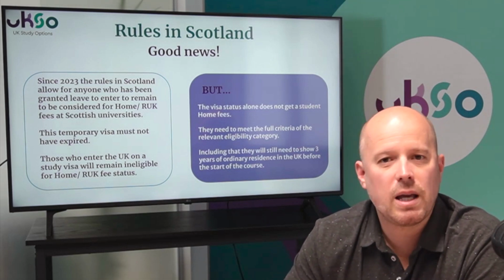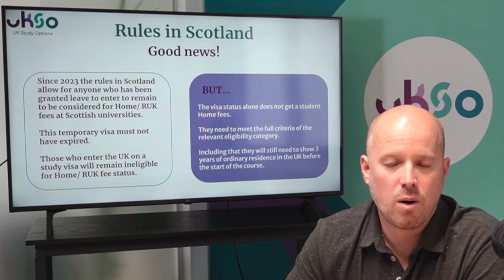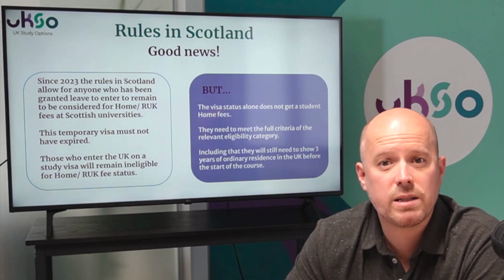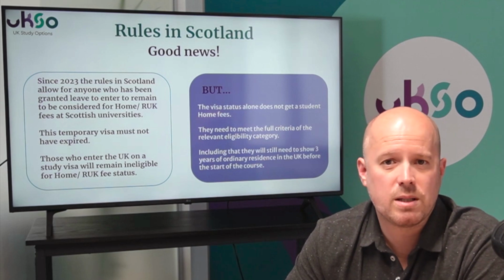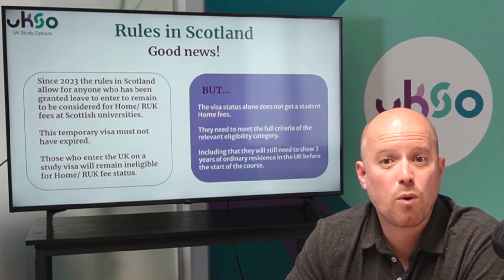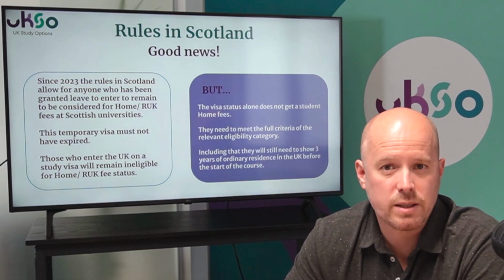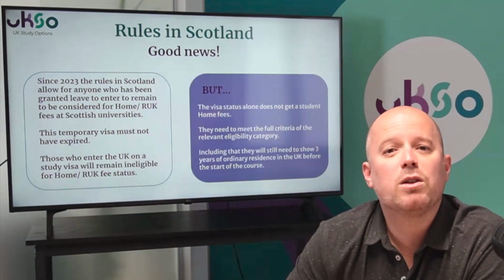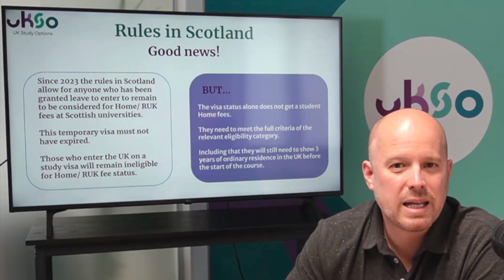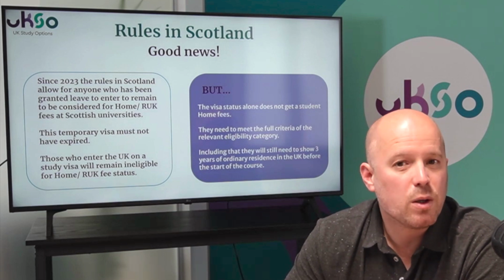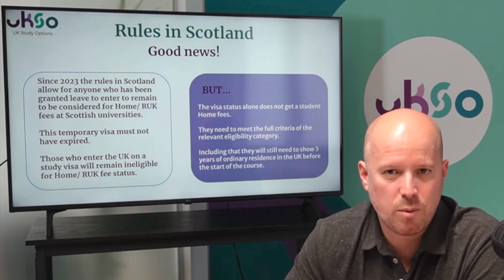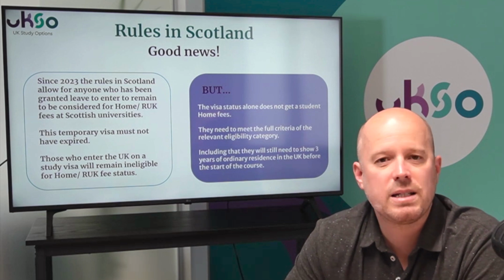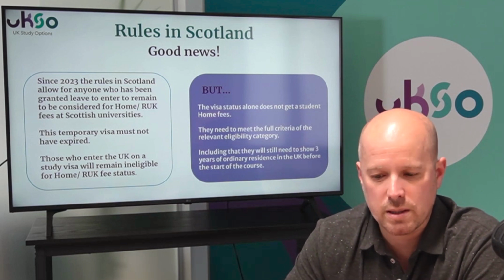Look closely at this ordinary residence requirement, because you must have that 3 years of ordinary residence in the UK before the 1st of August in the year that you are starting your course. Now, this is assuming that you will start your course in the main intake, usually August, September or October each year. If you're starting your course at that time, the key date is the 1st of August.